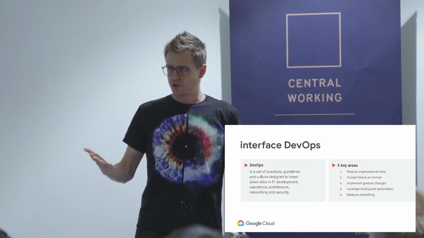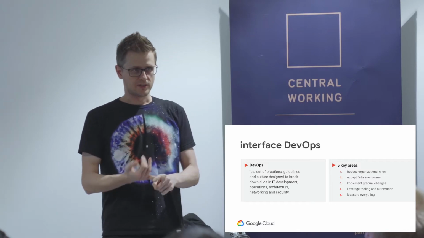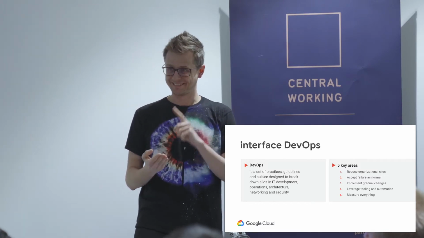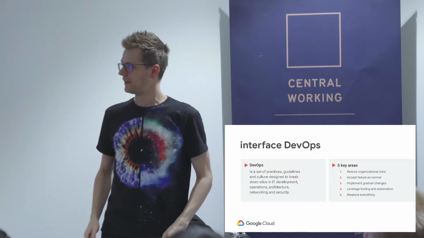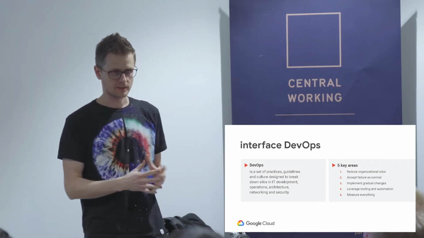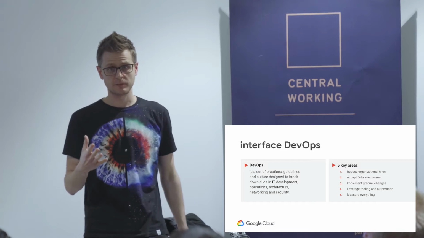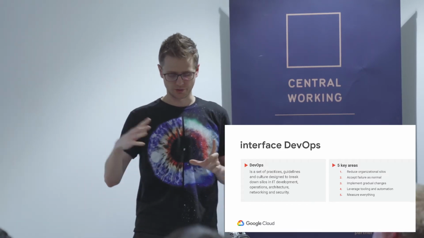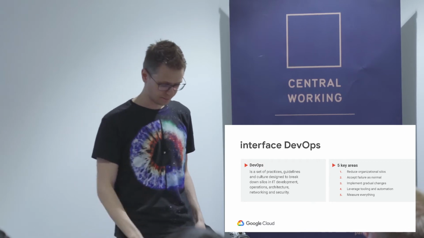Then smaller changes are easier to write, easier to test, easier to deploy, and what's more important, easier to roll back. So smaller changes help us run the system more reliably, because they usually make incidents shorter, because you can roll back a change easily.